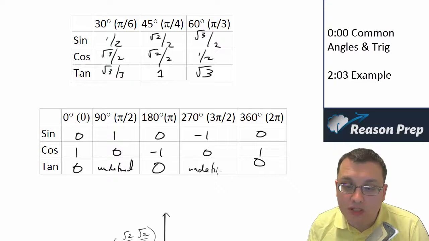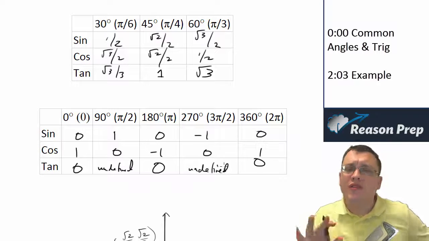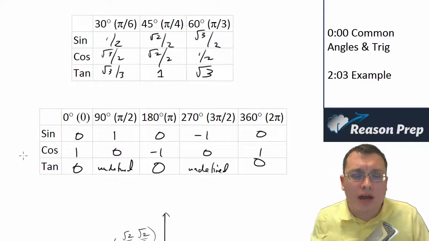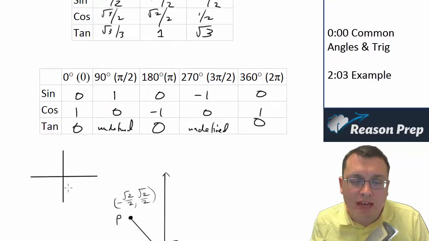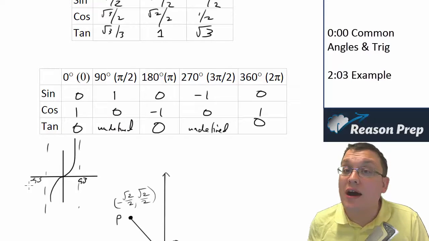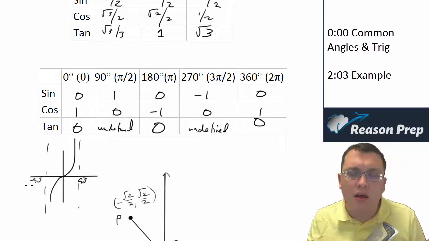By undefined we mean there's no value. Basically, it's an asymptote. And by asymptote, I mean when you graph tangent, it looks something like this. So there's no value. Here's 90 degrees. Here's negative 90 degrees. There's no value at those points. You don't really need to know that, I think.